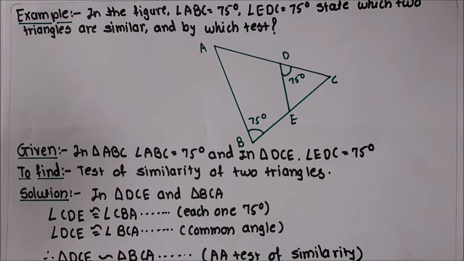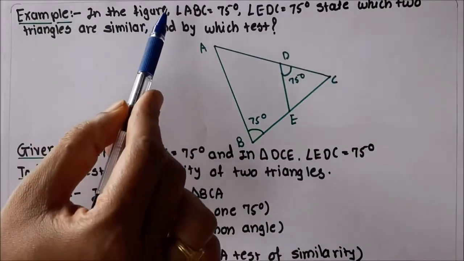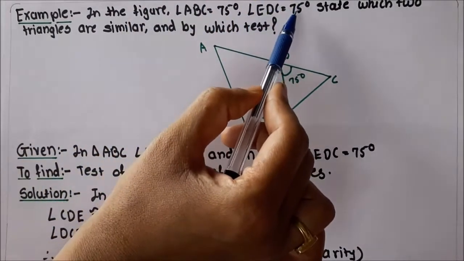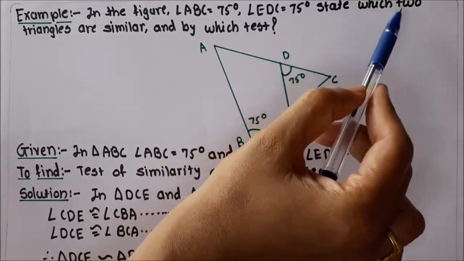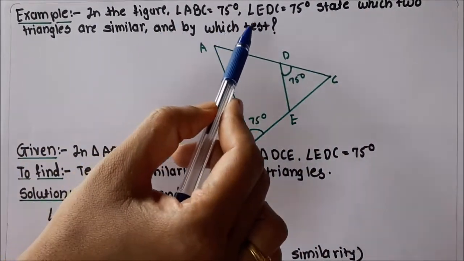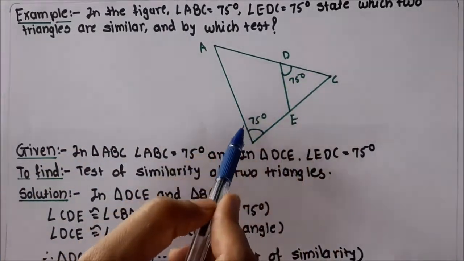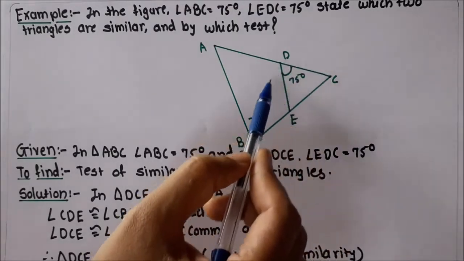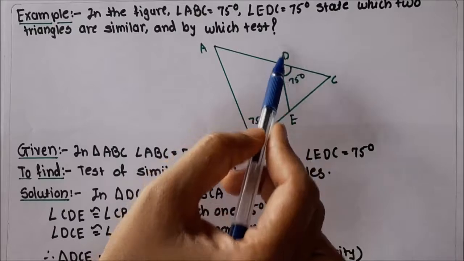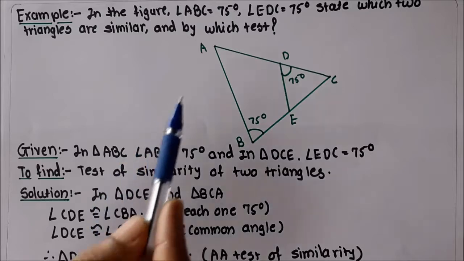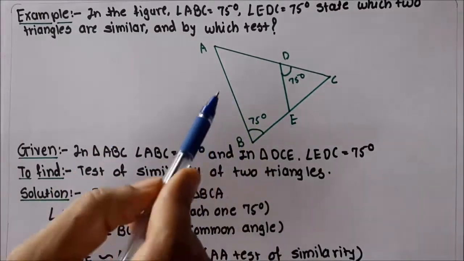Okay students, now we are going to solve an example depending upon the tests of similarity of triangles. Now you can see in this example, in the figure, angle ABC is equal to 75 degrees, angle EDC is equal to 75 degrees, and state which two triangles are similar and by which test. Now you can see here there is a big triangle ABC in which angle B is 75 degrees, and a smaller triangle inside it, that is DEC, in which angle D is 75 degrees. Now here we have to show which two triangles are similar and what the test is.